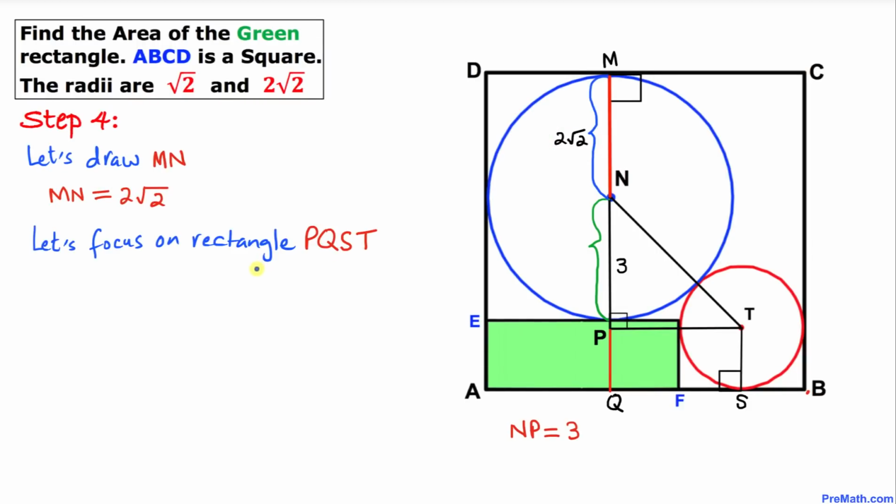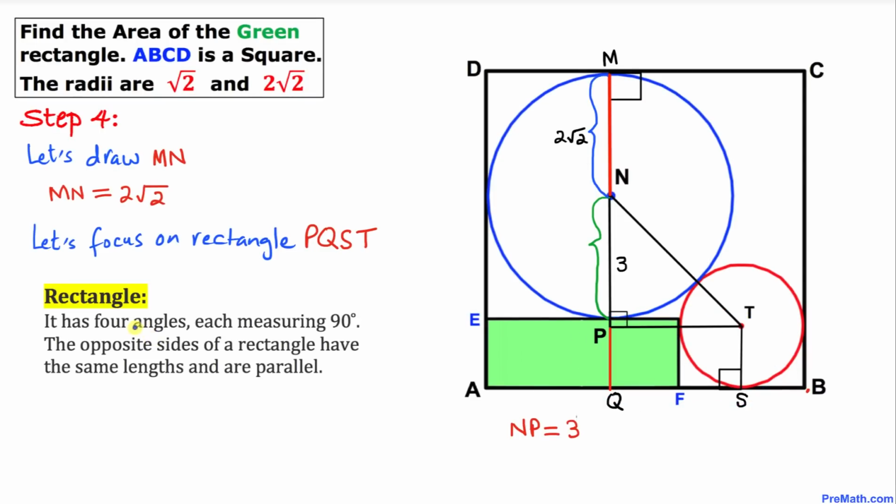And now let's focus on this rectangle PQST over here. Here's the definition of a rectangle. It has 4 angles, each measuring 90 degrees. The opposite sides of a rectangle have the same length and are parallel. So we conclude that in this rectangle PQST, this side ST and this opposite side PQ are equal in length.